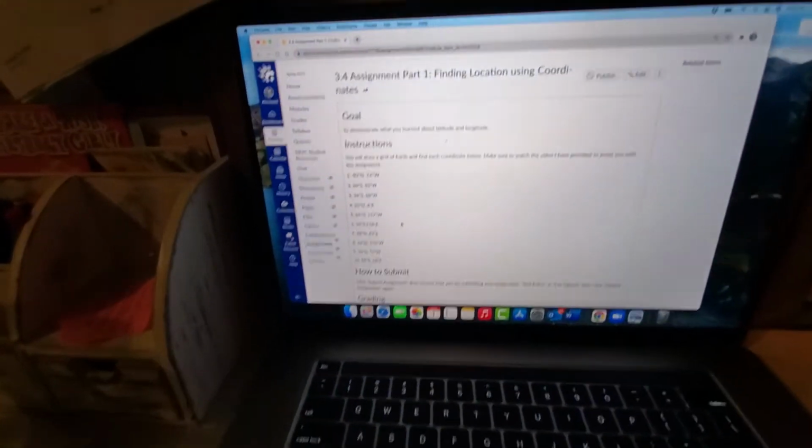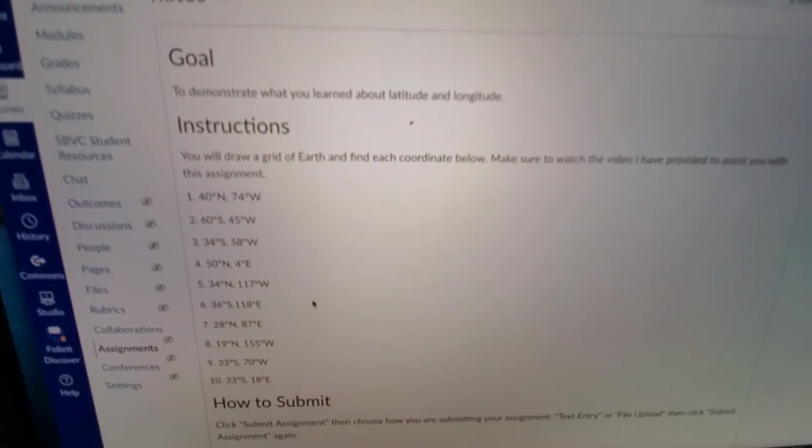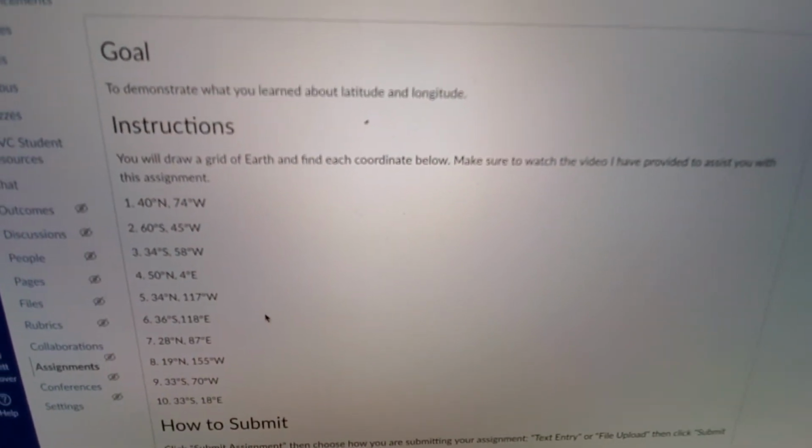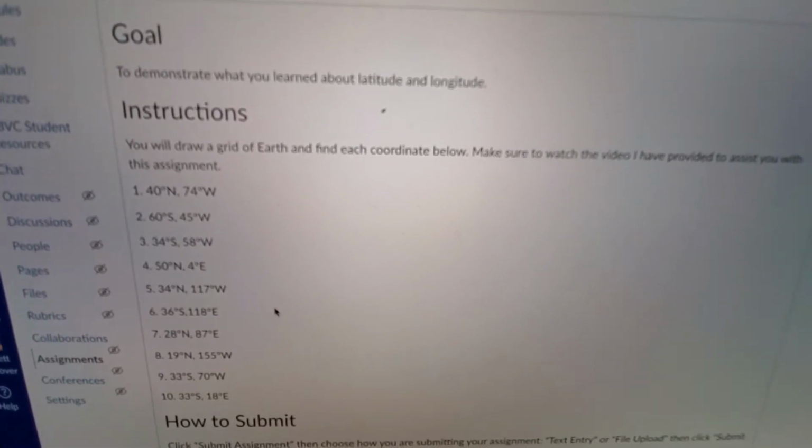Hi guys, welcome to our assignment, finding location using coordinates. I'm going to demonstrate for you how to draw the Earth grid, and then we're going to find a few coordinates. So just go ahead and get a sheet of paper.